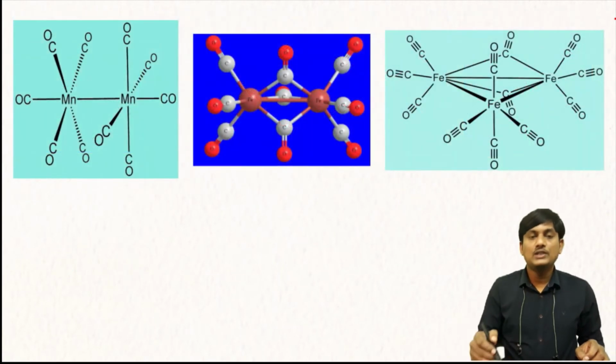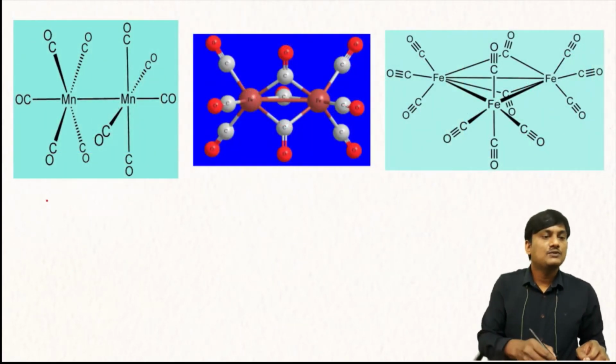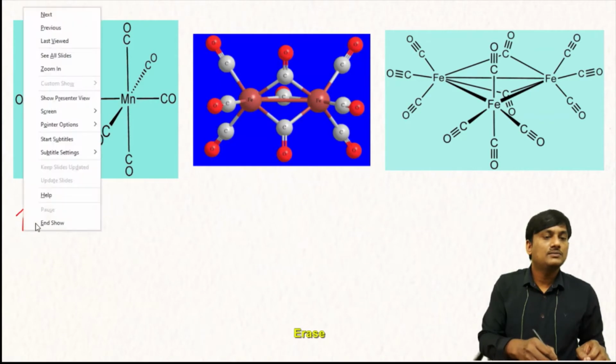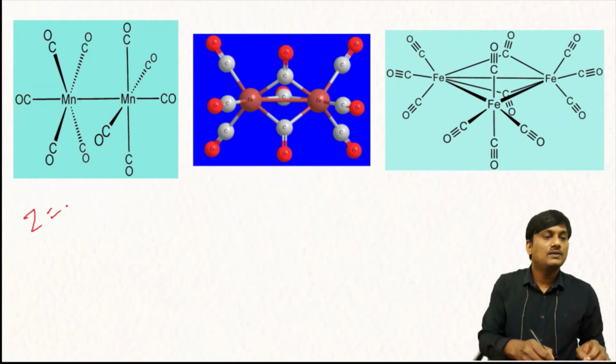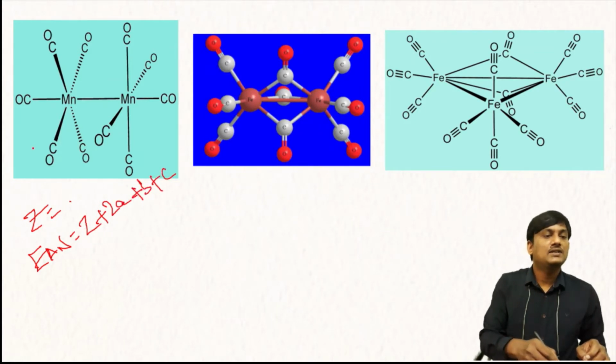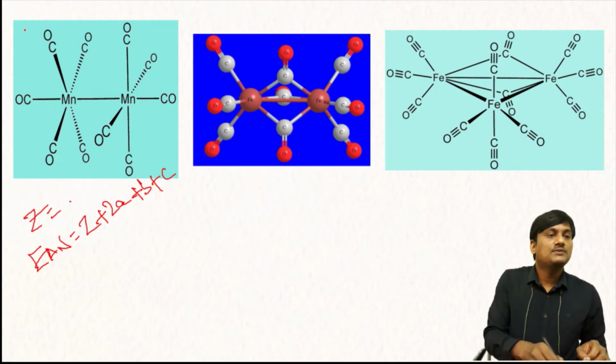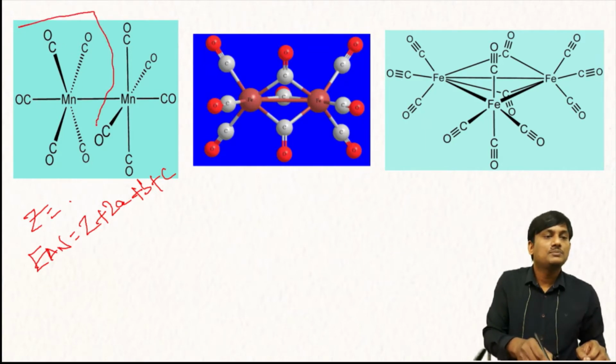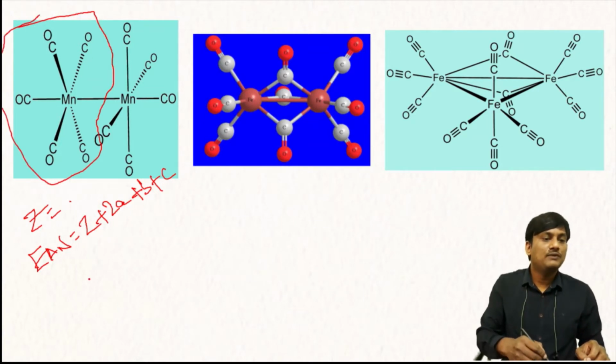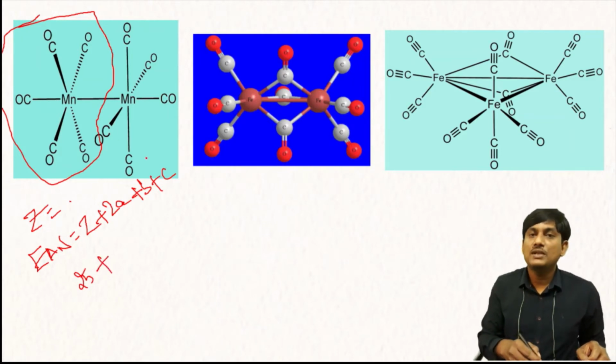Let us take some polynuclear metal carbonyls. In this case, what is the formula? The effective atomic number EAN is equal to Z plus 2A plus B plus C. Here you have to identify Z. Let us take this fragment, this part. Here, what is the Z value? 25. 25 is the Z value, and then the number of terminal CO ligands.